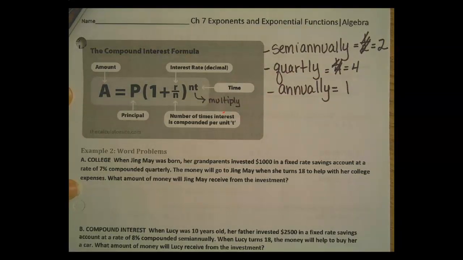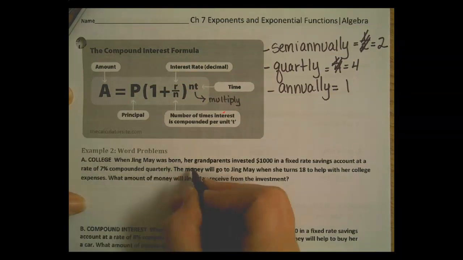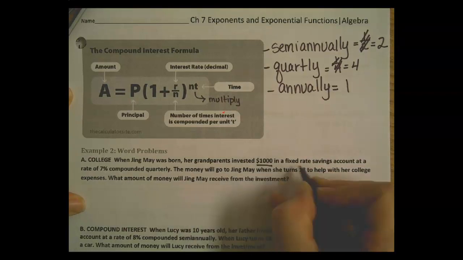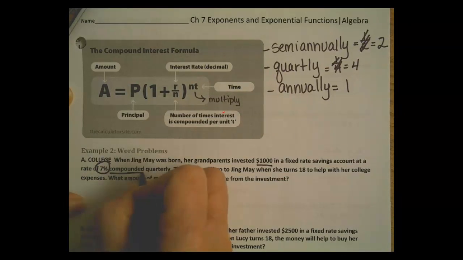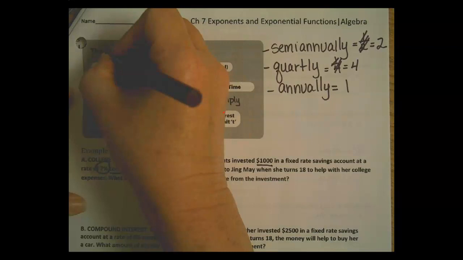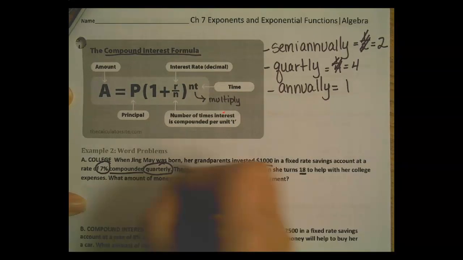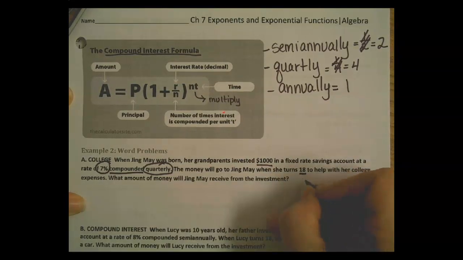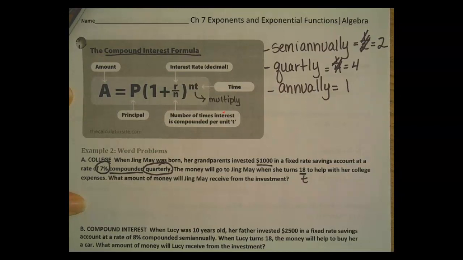Okay, so let's see what we've got. So we're going to find our amount. In college, when Jean May was born, her grandparents invested $1,000 in a fixed rate savings account at a rate of 7% compounded. So that's the word we're looking for our compound interest formula. Quarterly, there's that other word. The money will go to Jean May when she turns 18. So this is when she was born to 18. So now we've got a time. This is going to be her time. To help with her college expenses. What amount of money will Jean May receive from that investment?